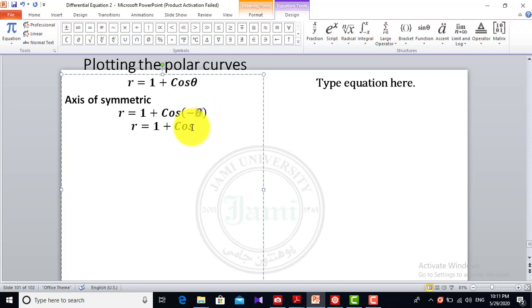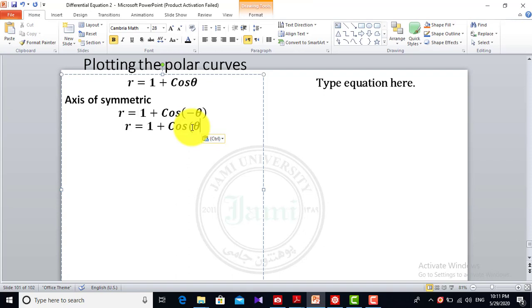So see, if we compare this equation and the first equation, there is no difference between them. This equation is r equals 1 plus cos theta, and the given equation is r equals 1 plus cos theta. There is no difference between these two. So the result is like this: it is symmetric about the x-axis.